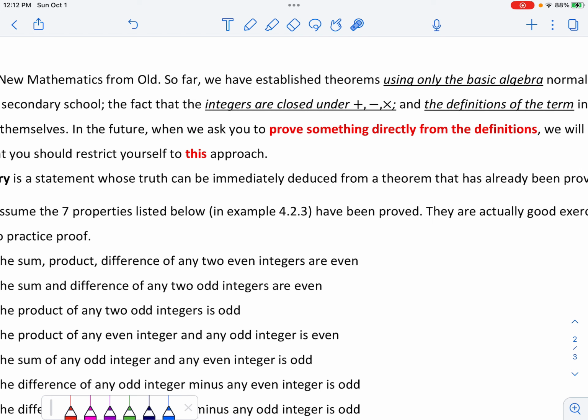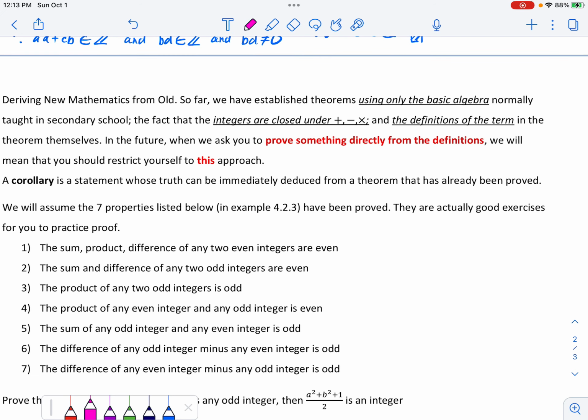Here we don't have division because division will not be closed. For instance, you pick two integers, say 1 and 2. So 1 divided by 2, which is 0.5, is no longer an integer. Therefore we say division is not closed. Integers are not closed under division. So only addition, subtraction, and multiplication.